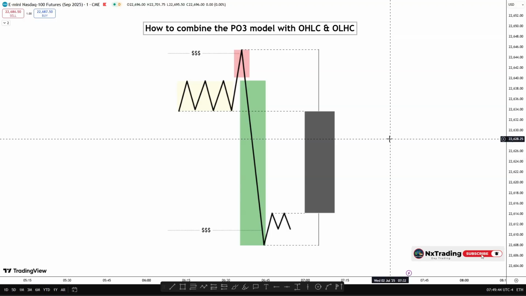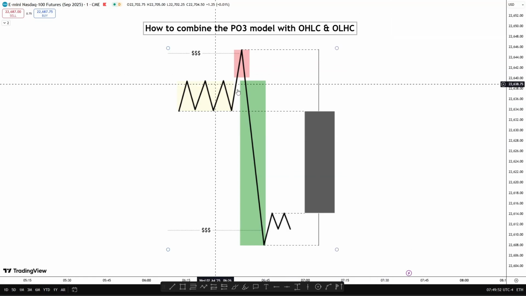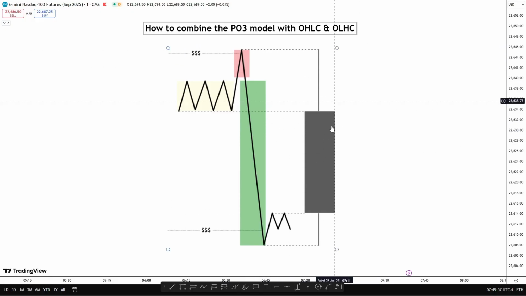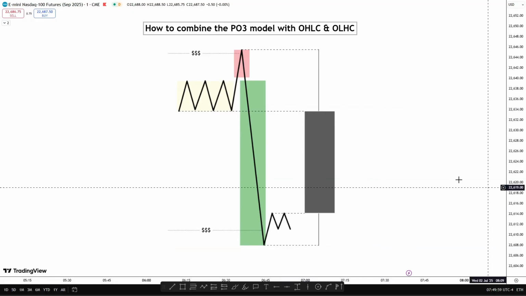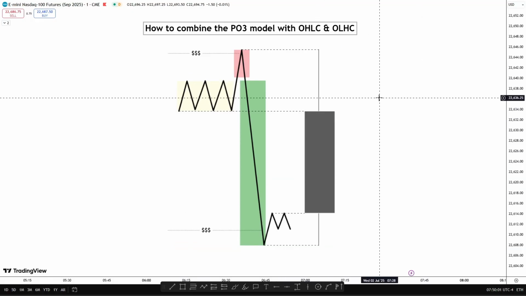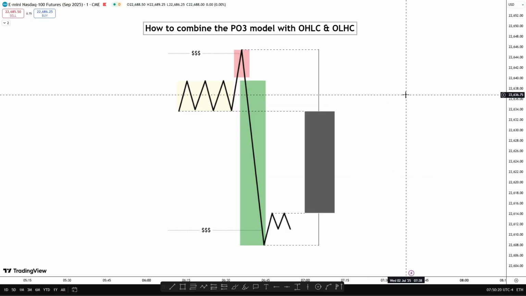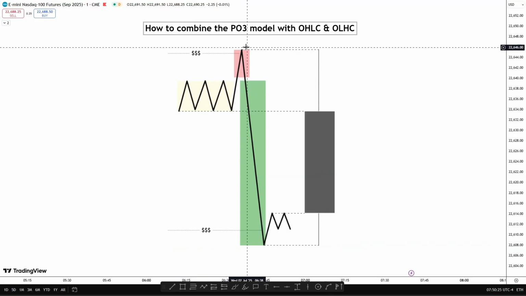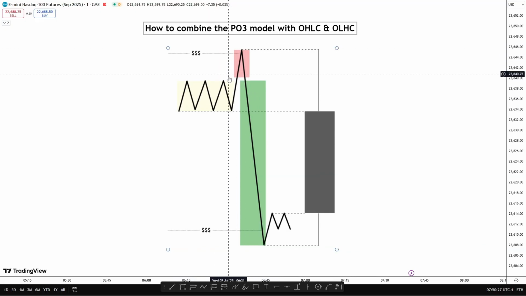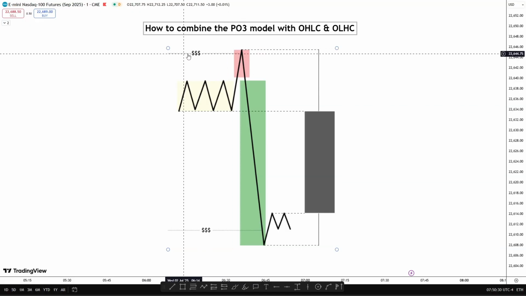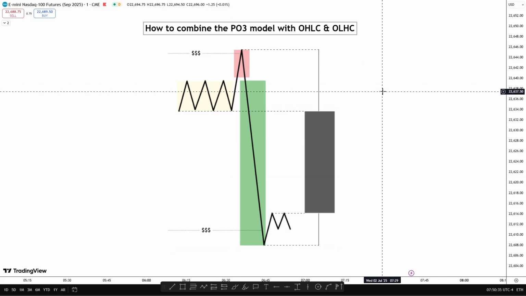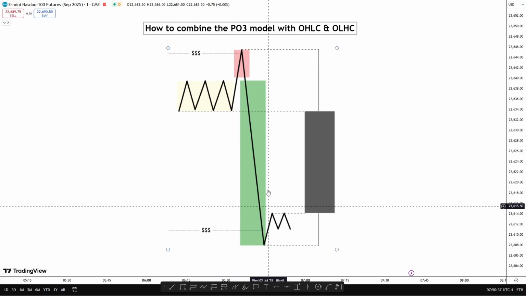I've already got an in-depth video covering this, so assuming you guys already understand that, I'm just going to briefly go over this and then show you how you can combine it with open, high, low, close and open, low, high, close. So the PO3 model, also known as the AMD model, is a combination of three zones. We have our first zone here, which is our accumulation, then our second zone, which is our manipulation. The manipulation is always seen to take out some form of liquidity, whether it be swing highs, swing lows, or internal range like fair value gaps. And then our third zone, which is our distribution.